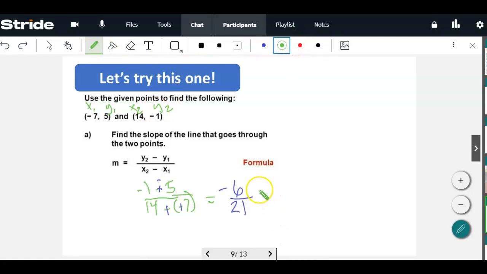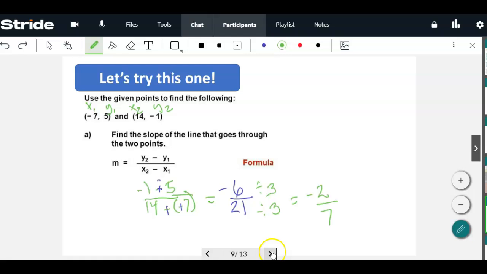So both of those can be divided by 3. And -6 divided by 3 is -2. And then 21 divided by 3 is 7. So the slope is -2/7.